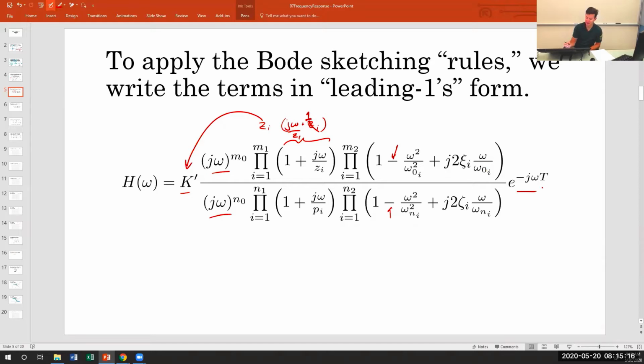The idea here is that if you write them in leading ones, then when omega goes to 0, this thing just looks like 1. When omega becomes very large, this thing looks like j omega. So it makes the sketching rules easier to apply. Questions on this slide? Or how we got here from the last slide? Okay.